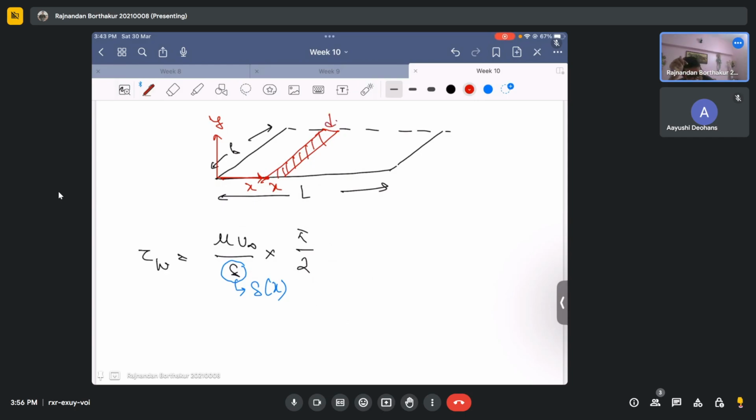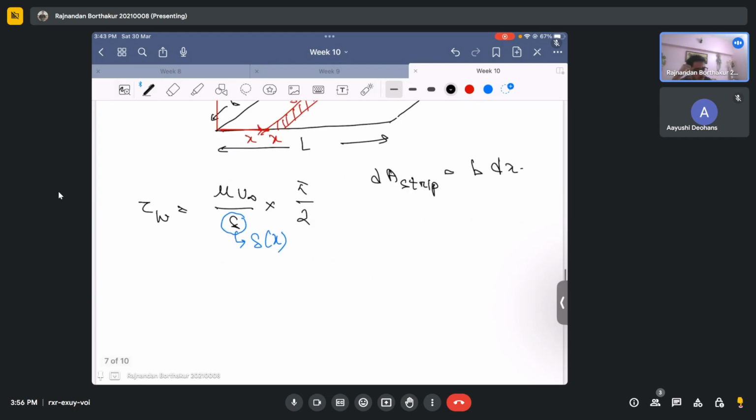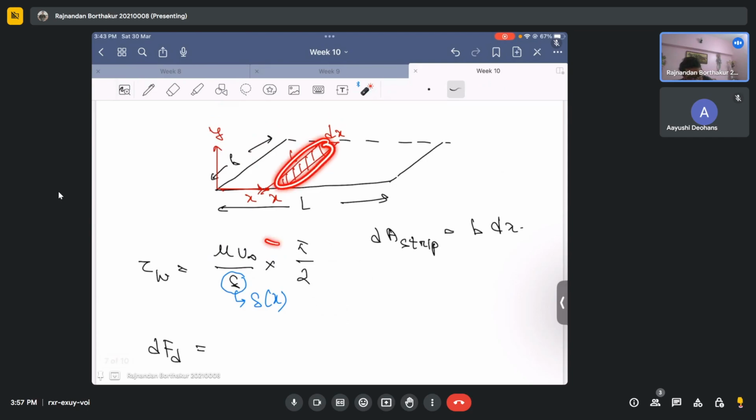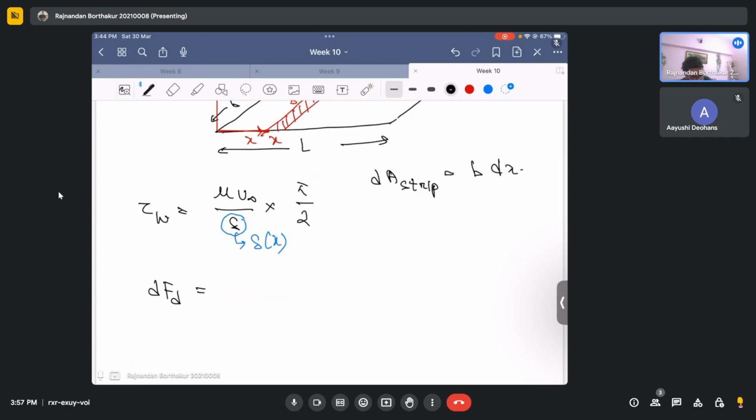So what will be the area? This thickness is dx, its width is b, which means the elemental area dA of the strip is basically b times dx. Now the elemental drag force, dFd, in this case, since you are assuming that in this strip the wall shear stress is constant because the thickness of this strip is infinitesimally small, is nothing but tau w times b dx, which is the wall shear stress multiplied by the area.